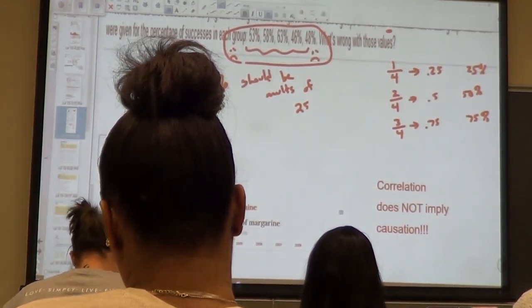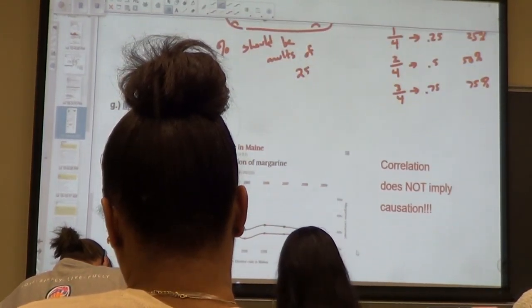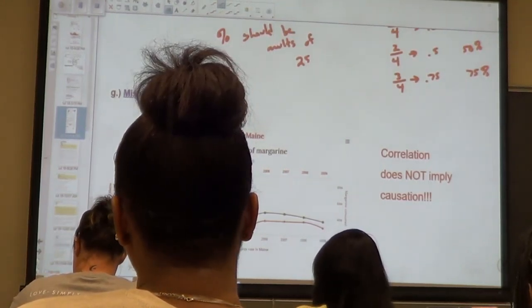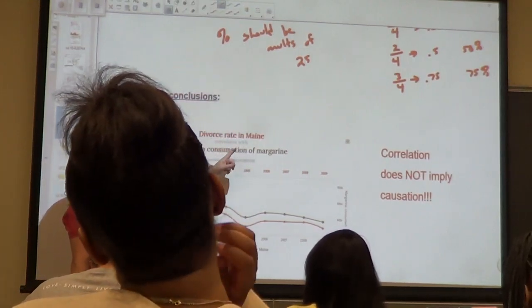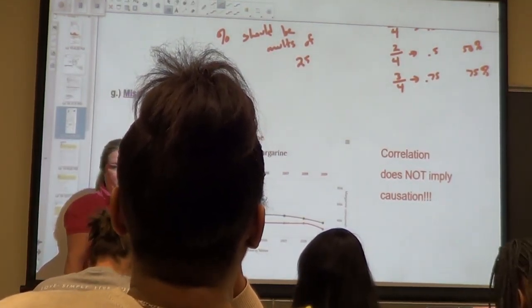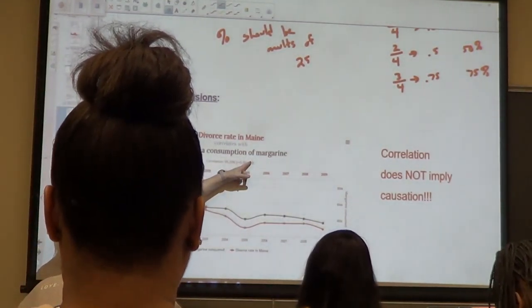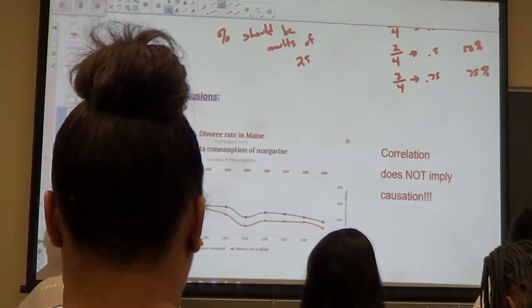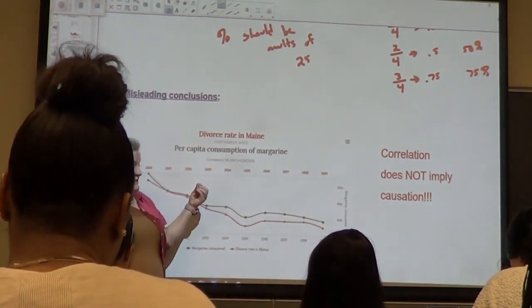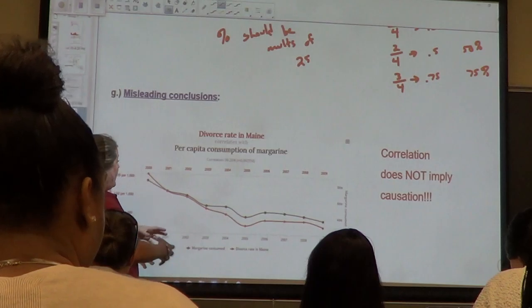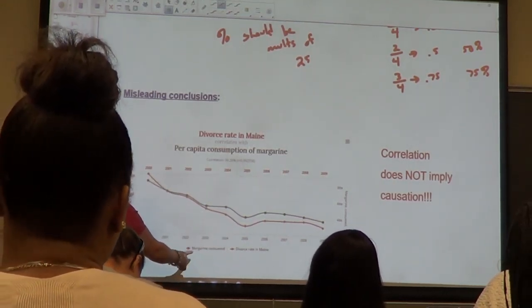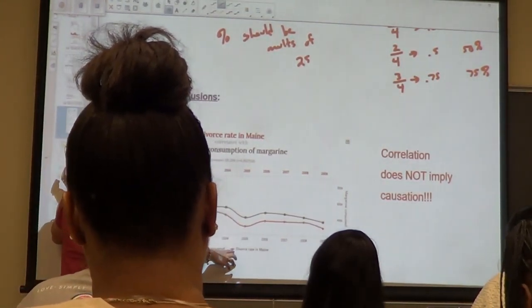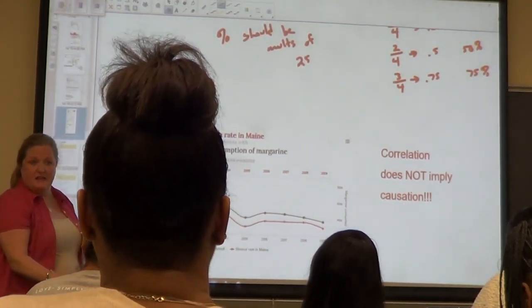All right, misleading conclusions. Now we can compare anything. Divorce rate in Maine: we are comparing the divorce rate with the consumption of margarine. Do we know what margarine is? Butter. So we are looking at your divorce rate according to how much butter you eat. They made a pretty little graph, and the black line is how much margarine you ate, how much butter you like, and the red shows your divorce rate in Maine.